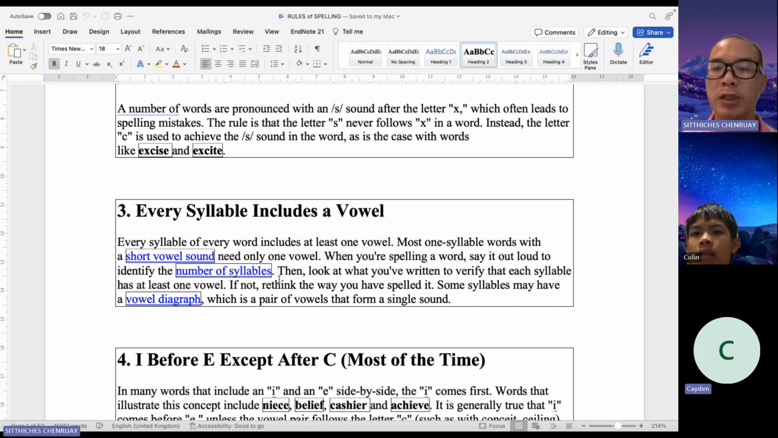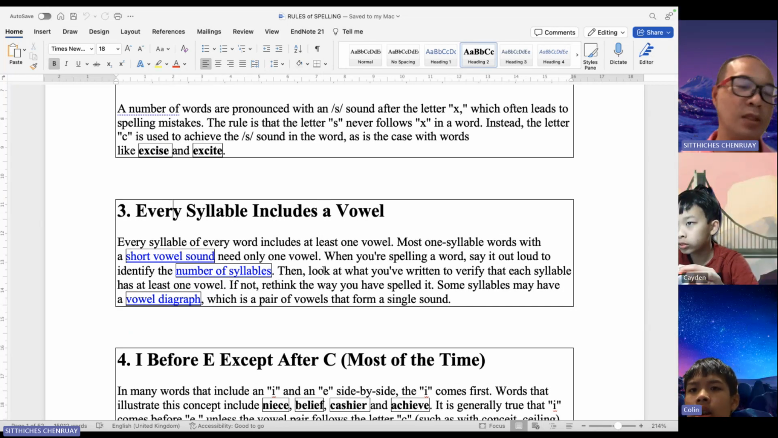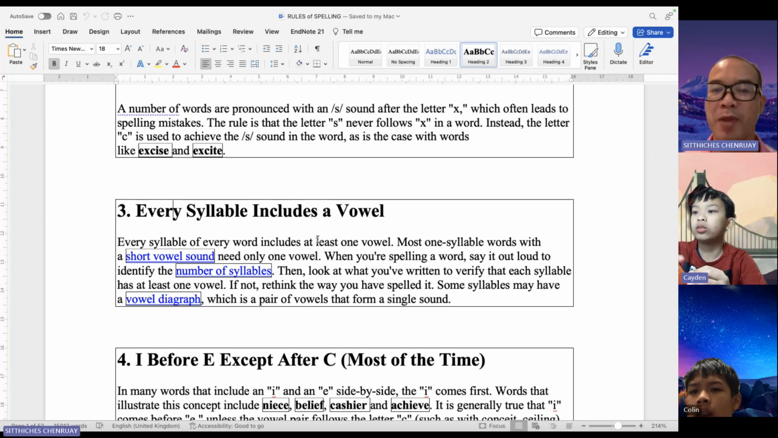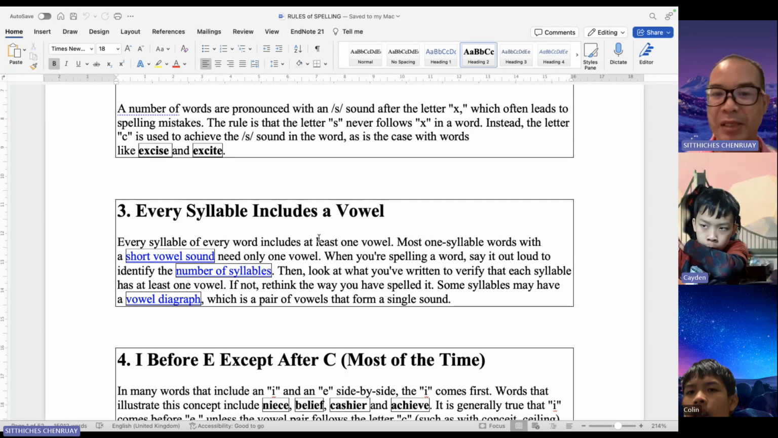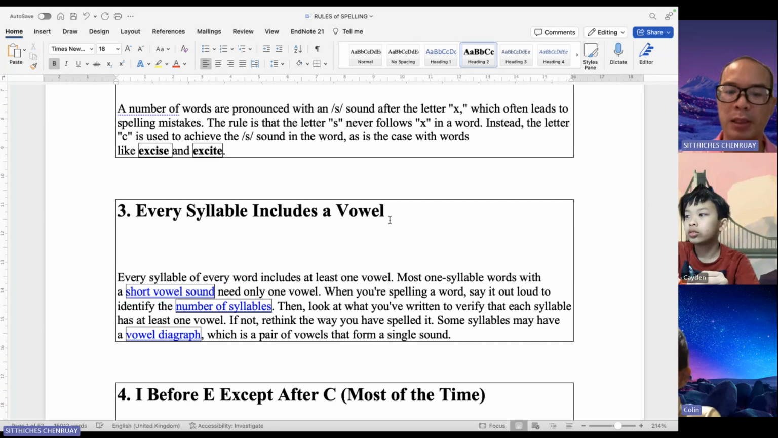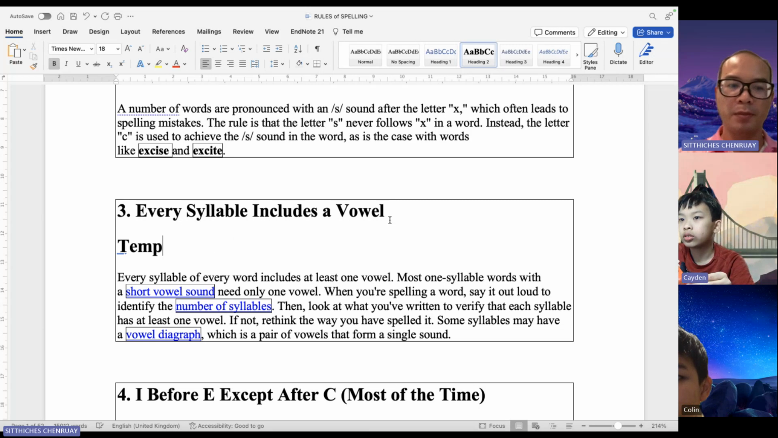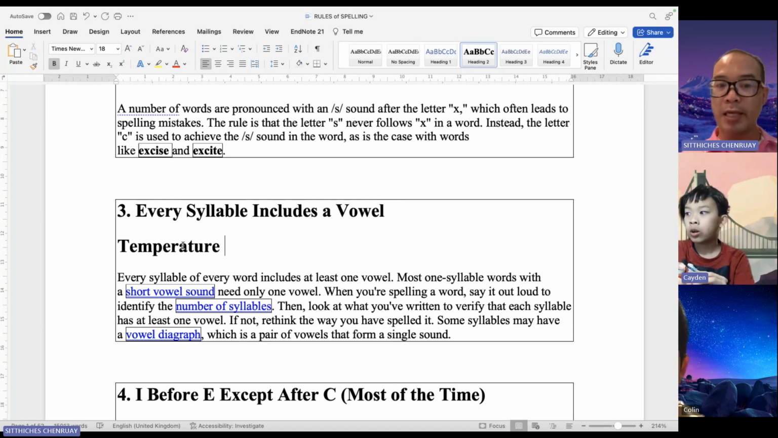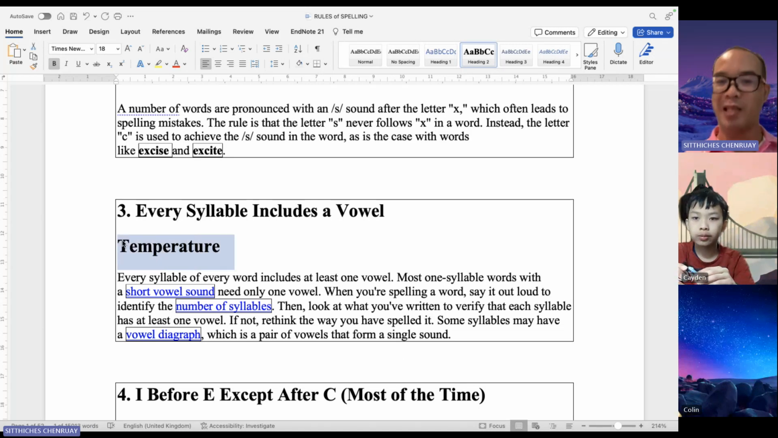And even, do you know the schwa sound? That means when you speak without the vowel, that may be a vowel. For example, the word temperature. How do you spell temperature? T-E-M-P-E-R-A-T-U-R-E. Actually, you don't pronounce it here, right? But there's a syllable. Okay, temperature.